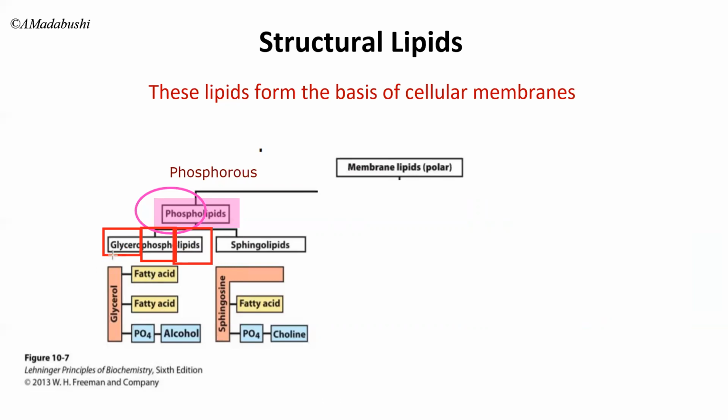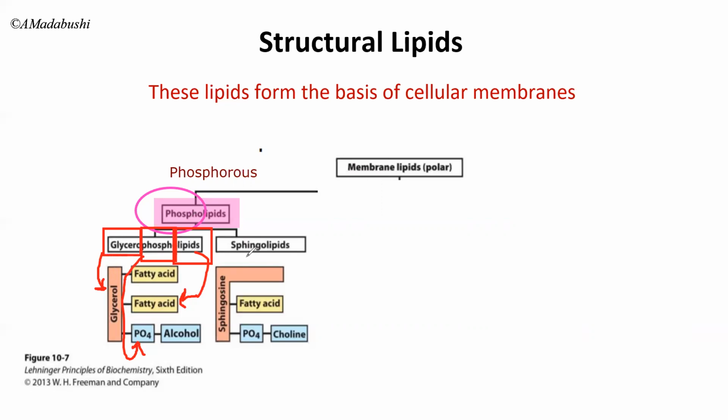So let's find this. I'm going to use the arrow and try to show you. Glycerol, phospho, the phosphate group, and lipids, that is the fatty acid and alcohol, that's the lipid part.